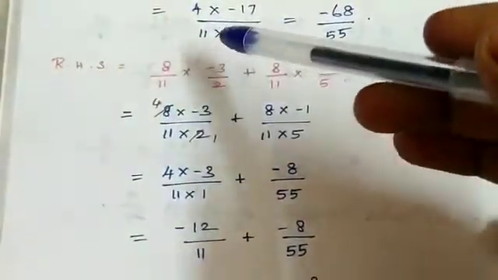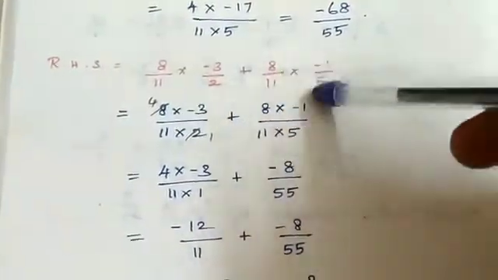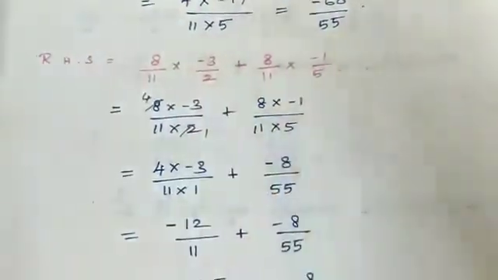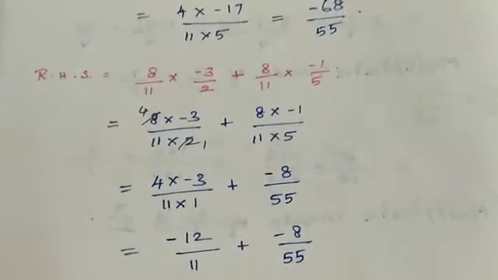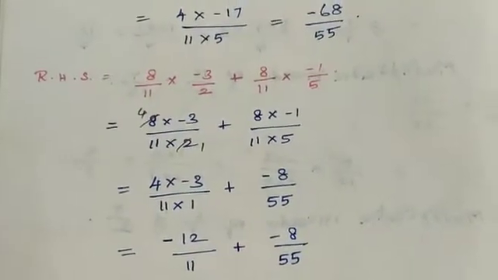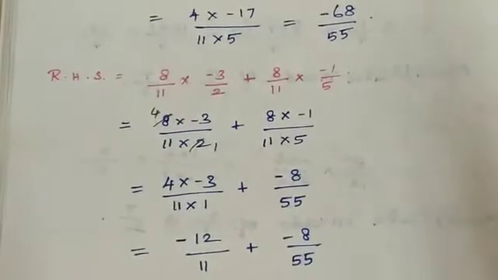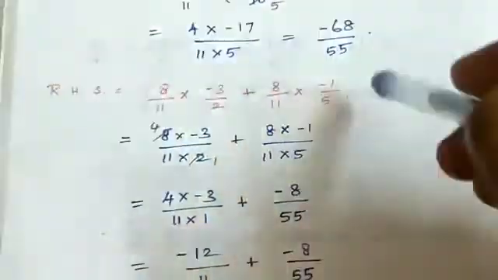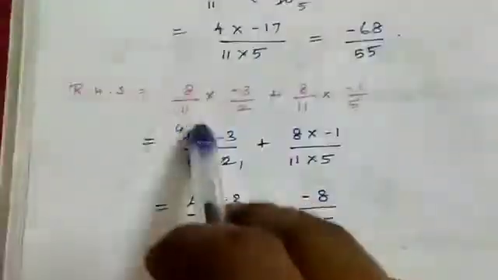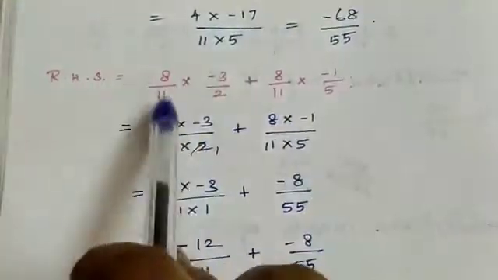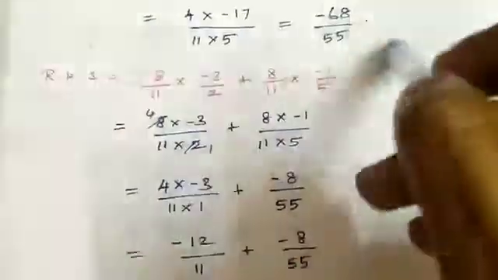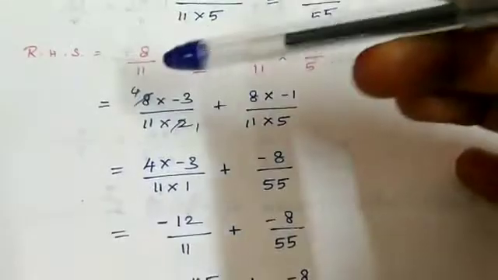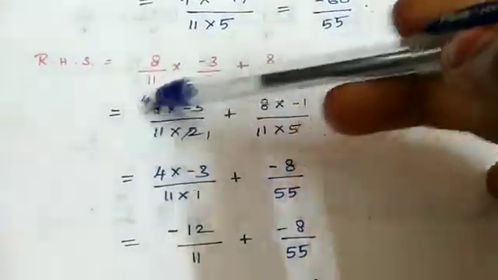8 by 11 is multiplied with minus 3 by 2, plus 8 by 11 is multiplied with minus 1 by 5. In BODMAS, the next preference is given to multiplication, because in BODMAS, M is multiplication. So first preference is given to multiplication, and only then do you add the numbers. The two products are multiplied separately, and then you add them. Okay, 8 into minus 3 by 11 into 2.